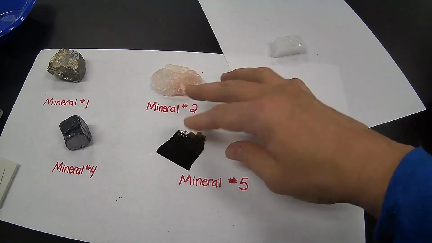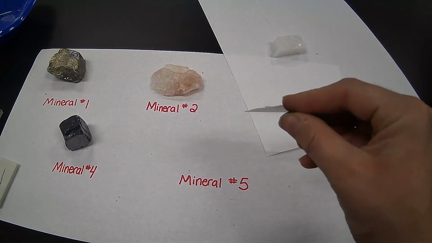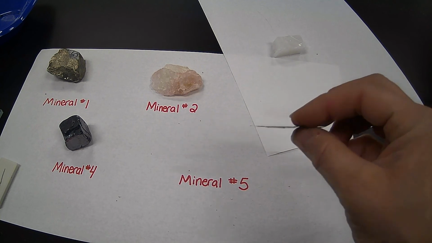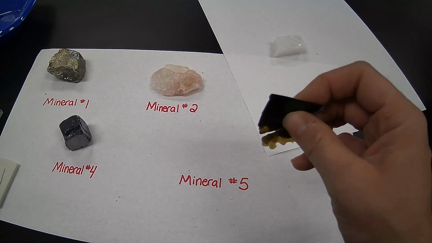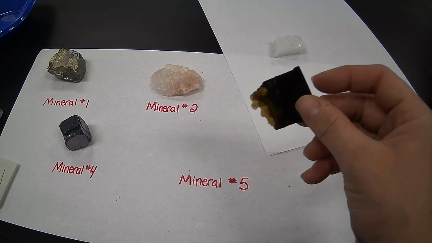Finally, we have mineral number 5. That's this one. Everybody is always like, that's a piece of mineral. It looks like plastic. It almost looks like an overhead transparency, if you remember those from the olden days. It's just very thin and very flexible. It's bendy, much like a piece of plastic sheeting might be bendable.